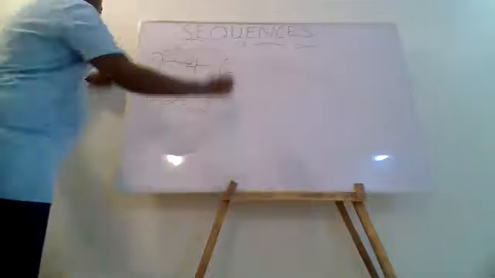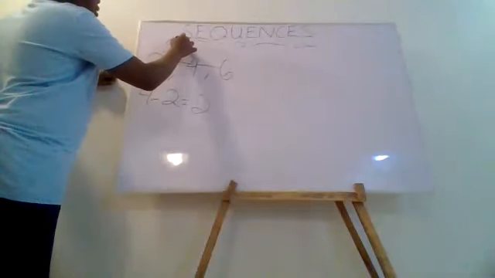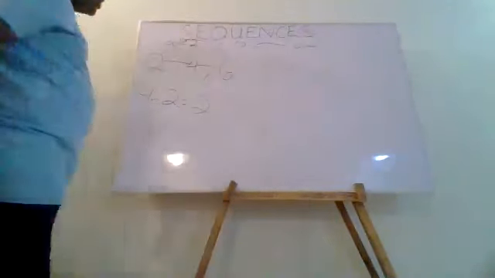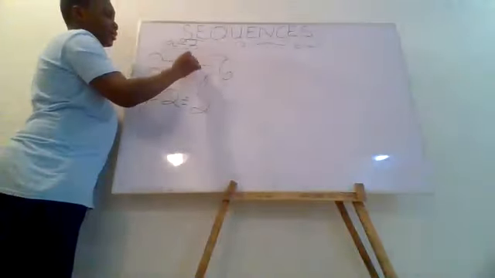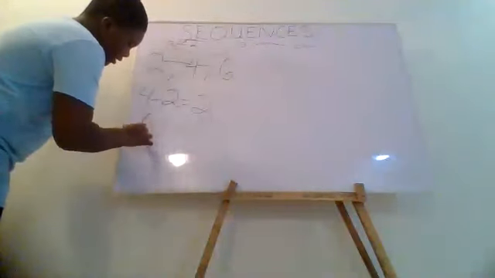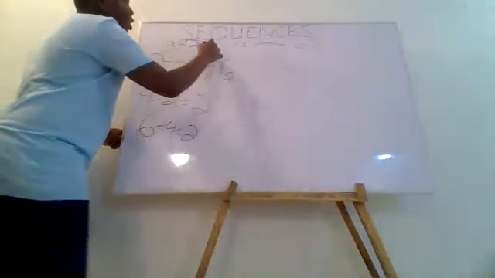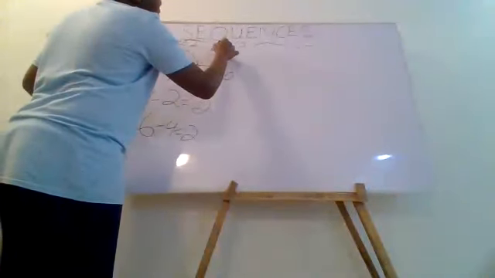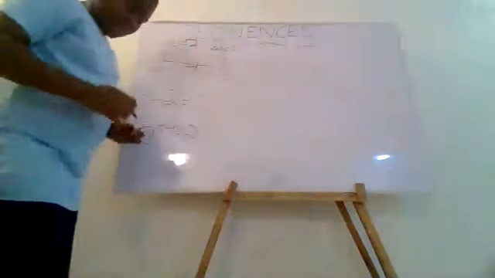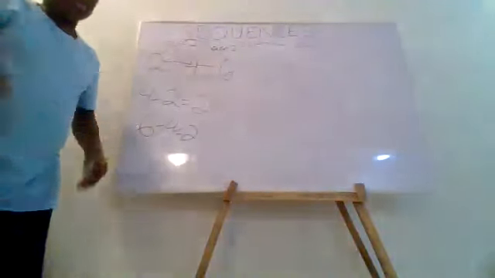So the term to term rule is what? Add 2. Now for the next one, we subtract the two terms. 6 minus 4 is equal to 2, and 4 plus 2 is equal to 6. Now by the term to term rule, it's not that hard. Now this is where the position to term rule comes in.